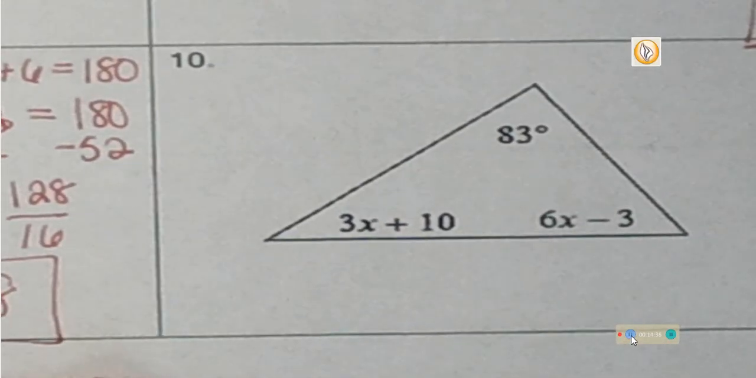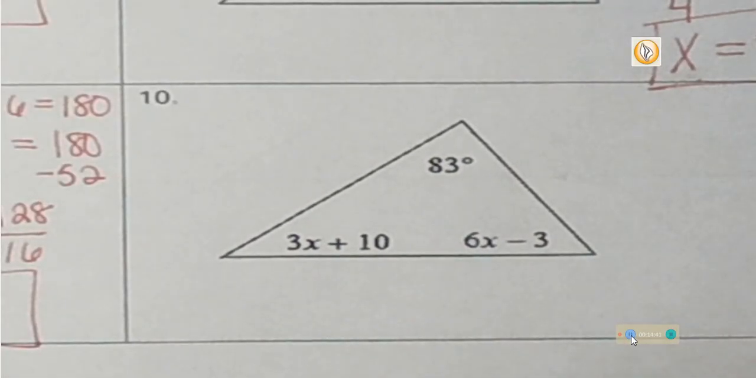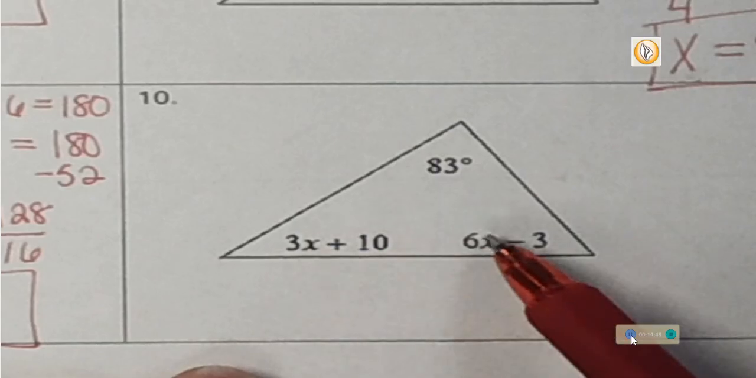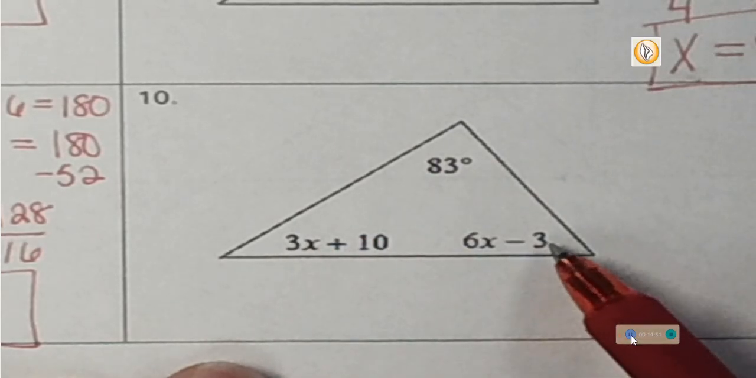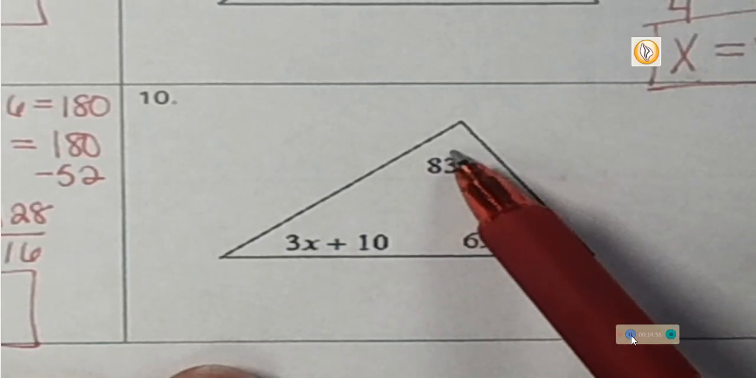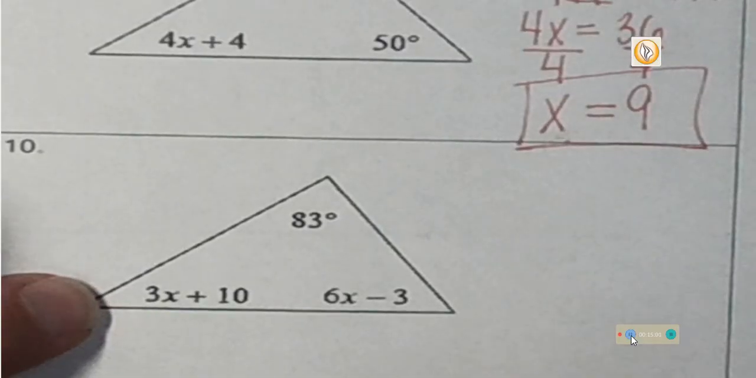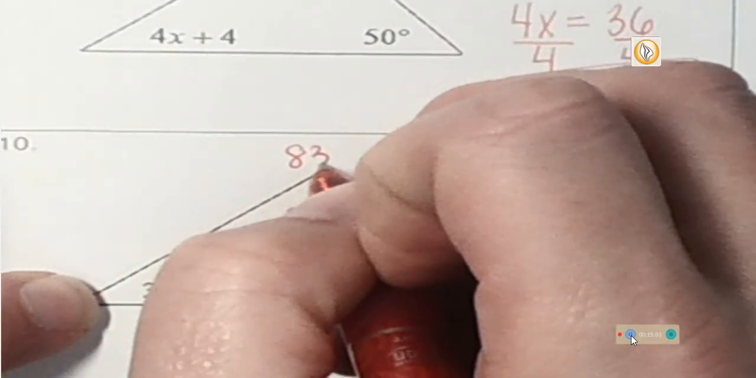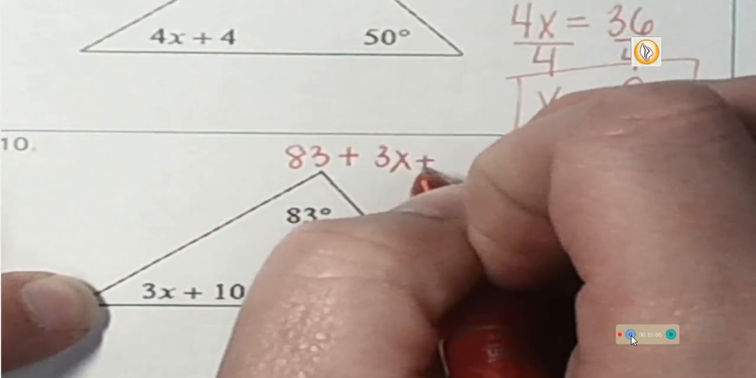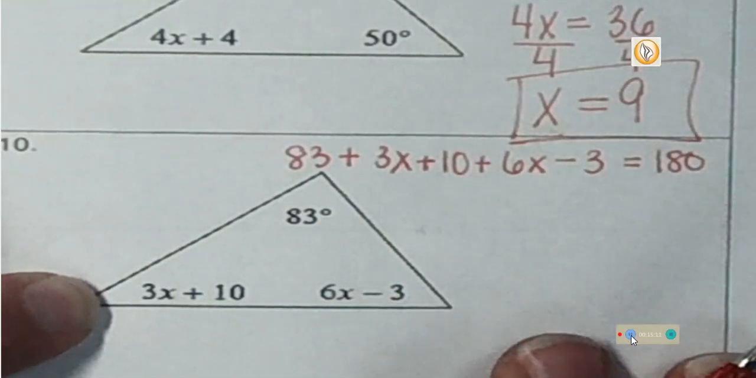All right, so let's work number 10 together. Eventually, we will be using interior and exterior angles, but today we are focused only on the interior angles. I know these are my interior angles because they are on the inside of the triangle. The three angles of a triangle. The triangle angle sum theorem tells us all three angles add up to be 180. So you're going to say 83 degrees plus 3x plus 10 plus 6x minus 3 equals 180 degrees.